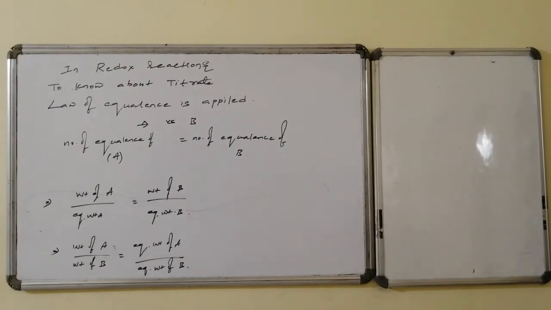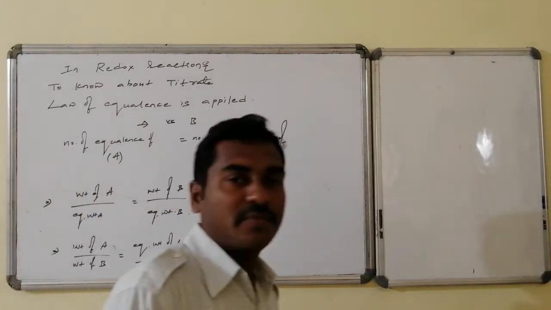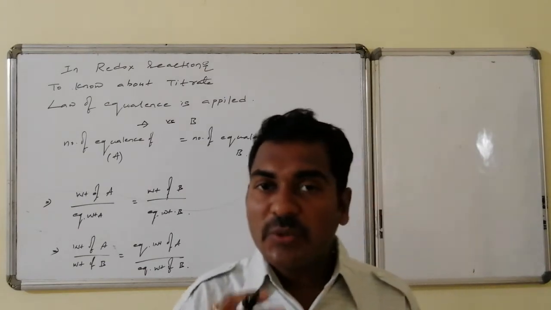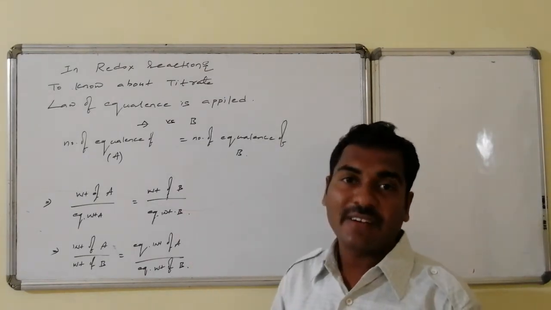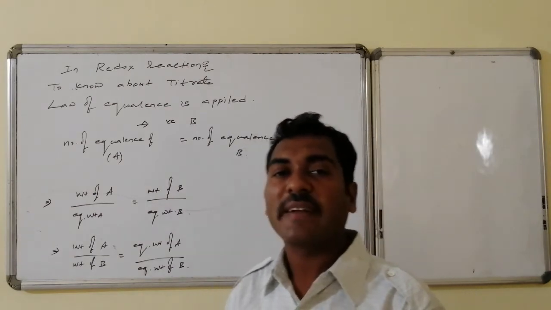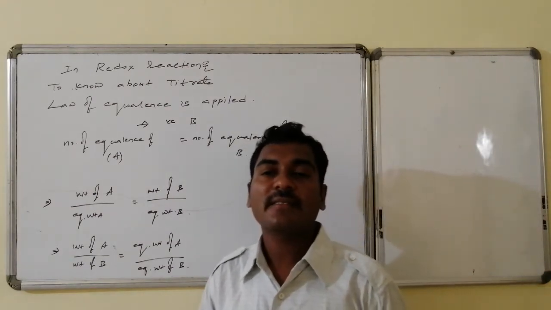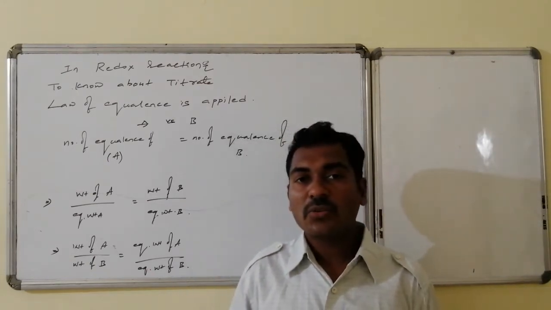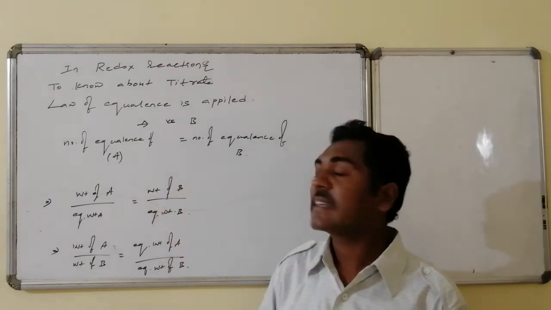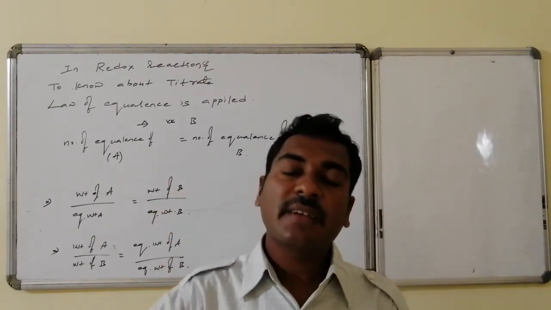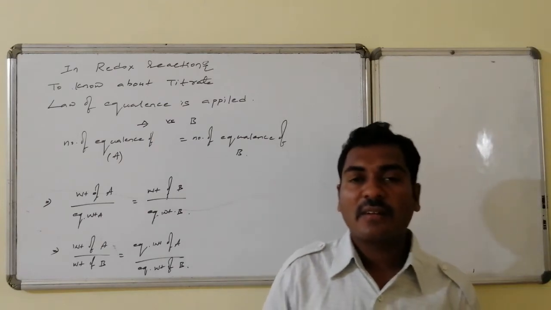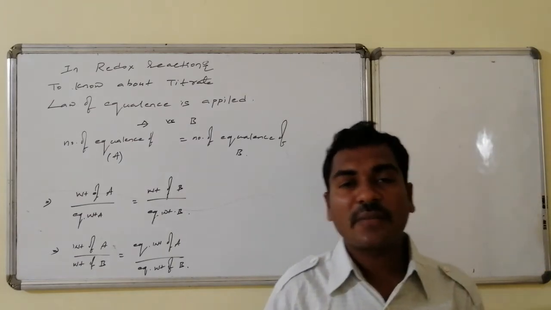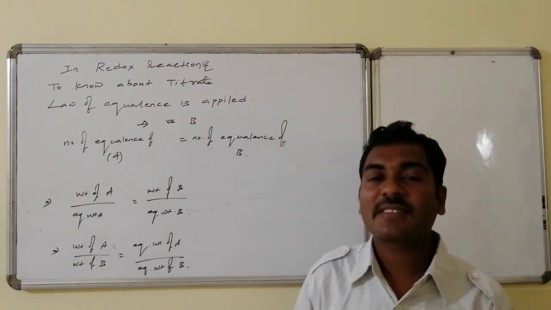In redox reactions, to know the unknown concentration or unknown strength of the solution, that is the titrate related information, we use a logic that is the law of equivalence. Suppose there is a reaction of redox type, where one is the oxidizing agent and the other is the reducing agent. Those two substances are A and B. Then, as per the redox reaction related calculations, the number of equivalents of A is equal to the number of equivalents of B.